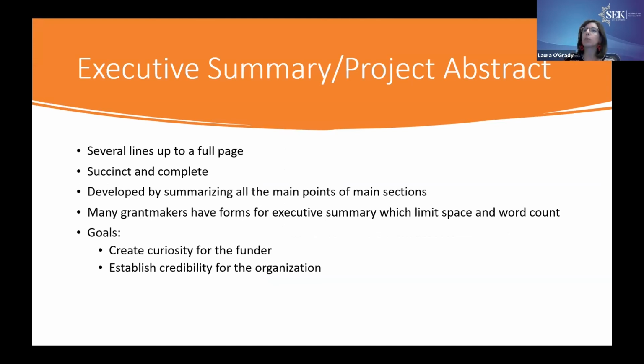An executive summary or project abstract. Not every grant application will ask for this, but I wanted to explain it just in case. It can be several lines up to a full page, succinct and complete, just a really mini version of your grant. It's developed by summarizing all the main points of the other sections. Many grant makers have forms for an executive summary, which limit your space and word count. And the goals are to create curiosity for the funder and to establish credibility for your organization.